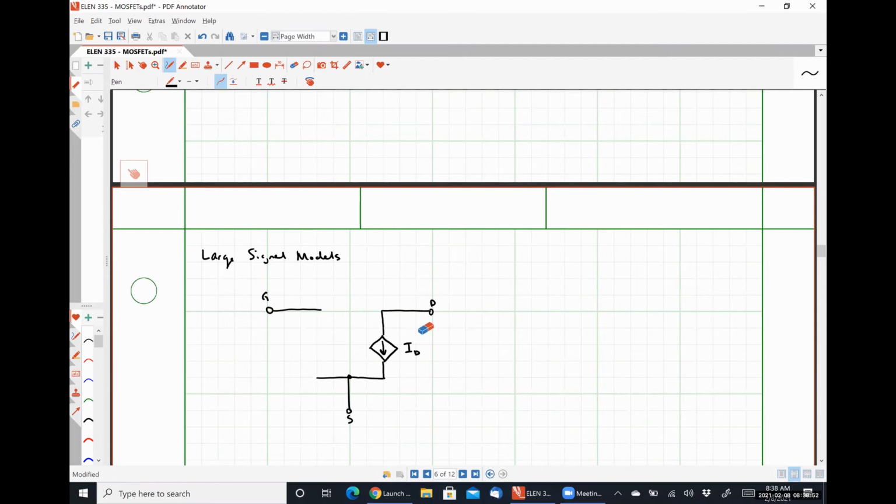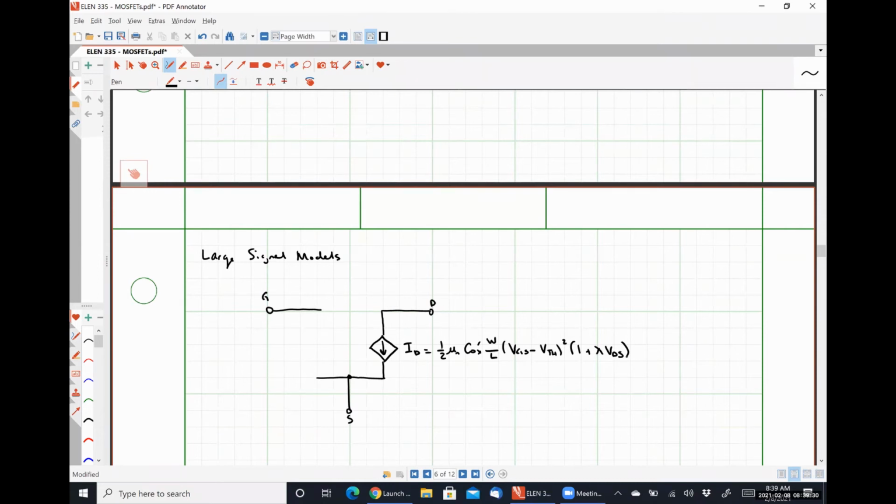For the saturation region, this current is 1/2 mu n Cox W over L times VGS minus VTH squared times 1 plus lambda VDS, where we're saying channel length modulation effects are present.